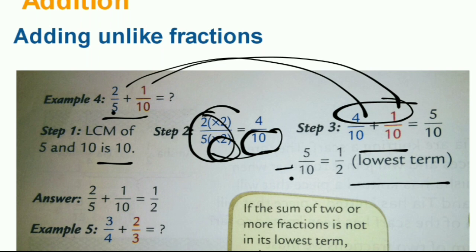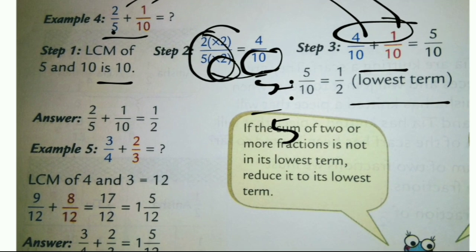How? We will divide both sides by 5. We know that in the table of 5, 10 will come. Next, 2 upon 5 plus 1 upon 10 equals 1 by 2. This is the answer we get.